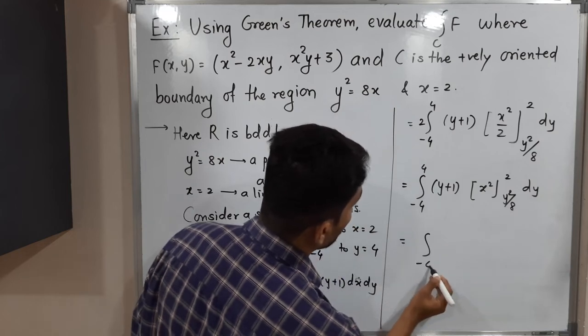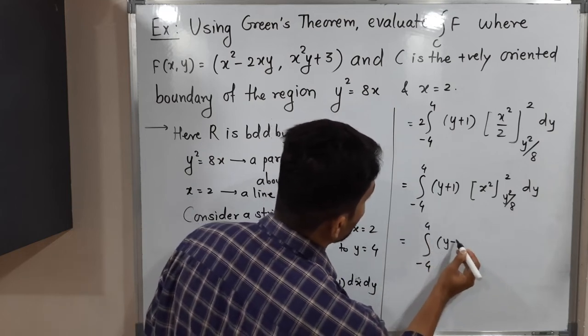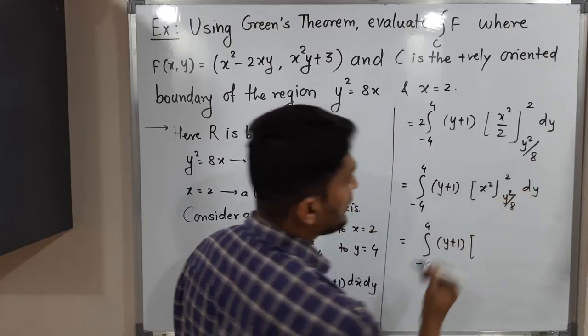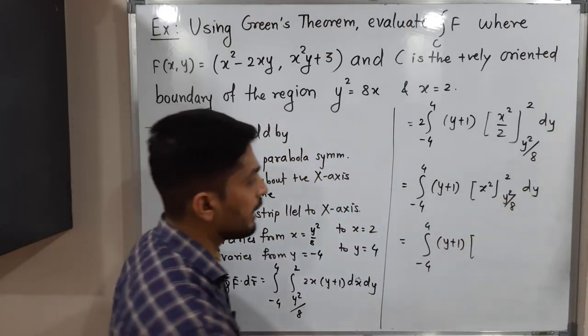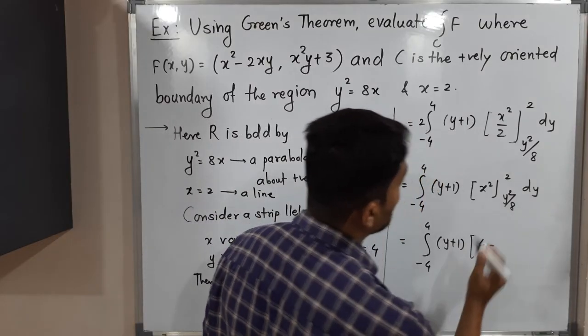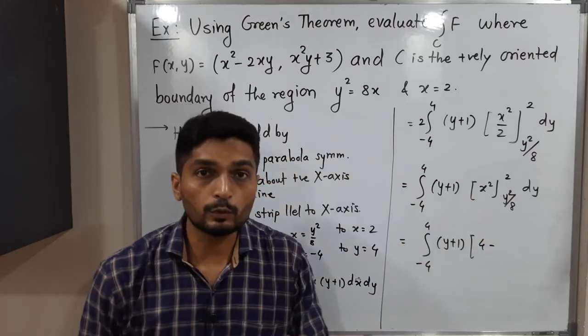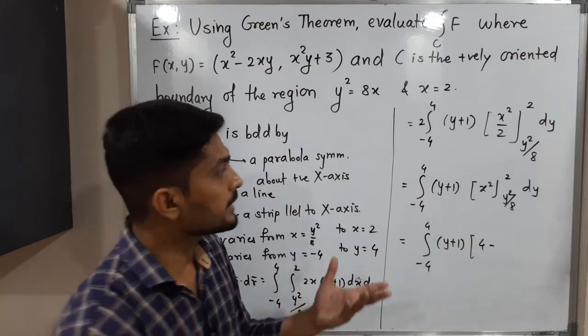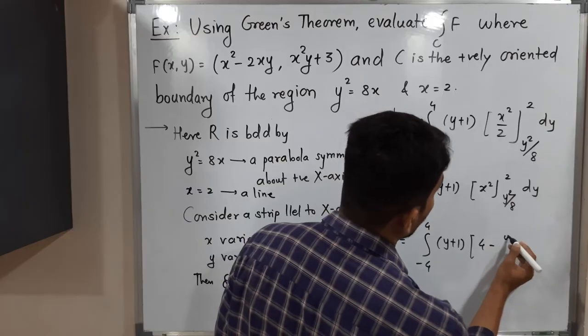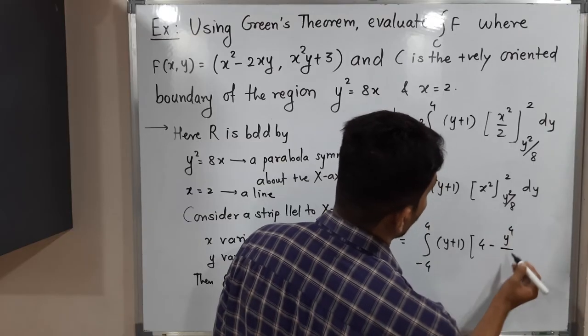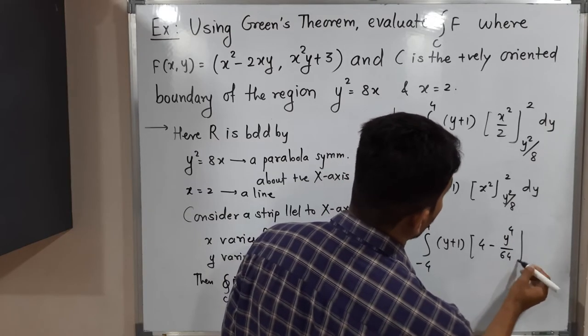See, I'm going to put the upper limit and lower limit here. Y plus 1, I am putting upper limit 2. So if you put 2 here, we'll have 4. And if you put the lower limit in place of x, we have to take its square. The square of y square is y raised to 4, and the square of 8 is 64, dy.